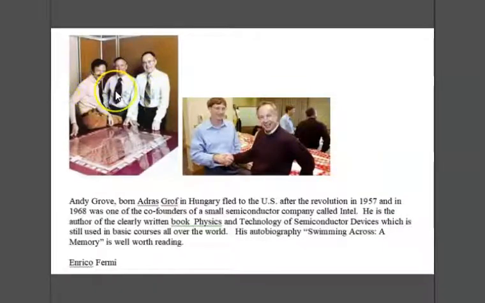This is Andy Grove, Bob Noyce, and Gordon Moore. And who's that young kid? I think his name is Bill something. And this is with Andy Grove a little bit later on.